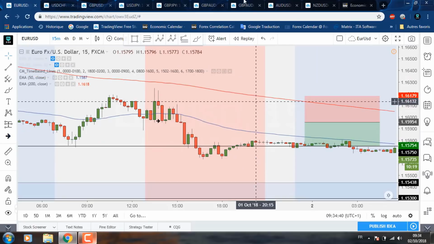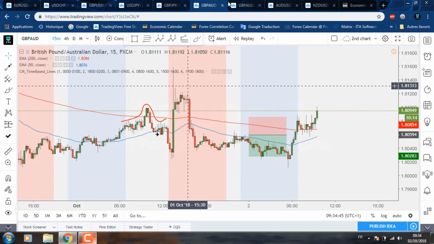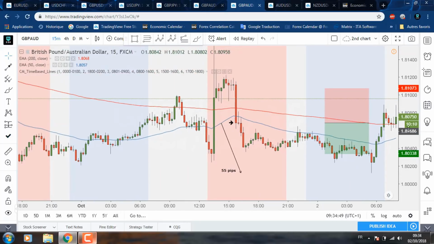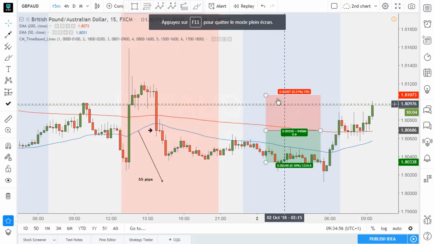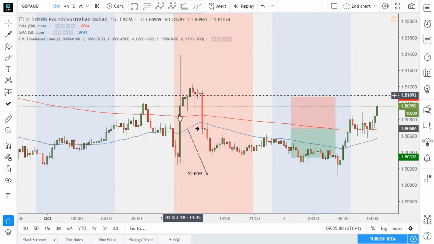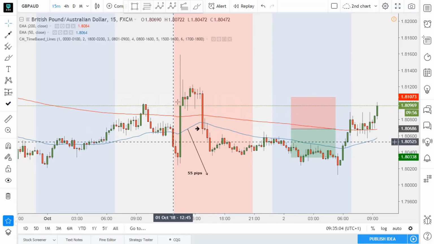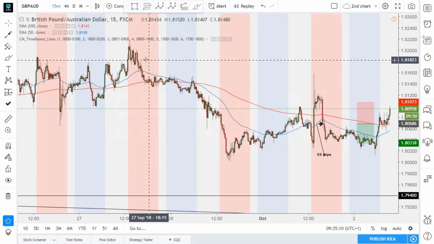I took another trade on the pound AUD, a second trade. This was our first trade. I did take another trade right here, which is a second trade. And it was also a good trade. Turns out the Brexit speech that spiked the market up was only utilized as a stop hunt or a false move, because the market did come down again, as you can see.